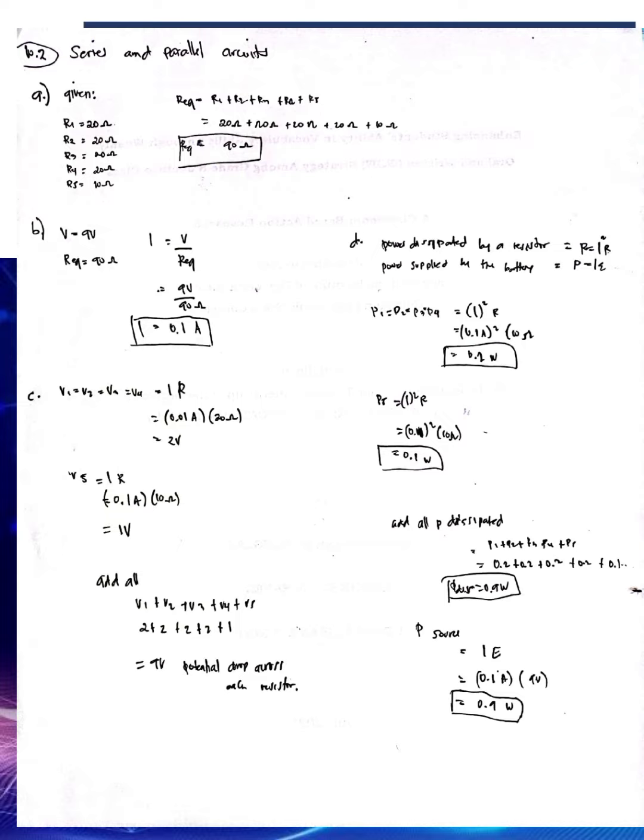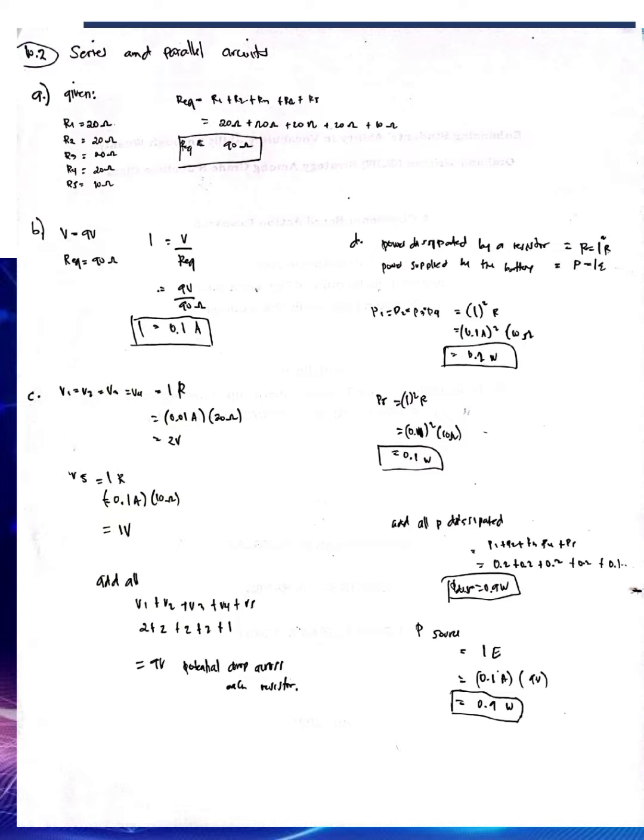Substituting, we know that our current is 0.1 ampere. Square that, then times 20 ohms, so we get 0.2 watts. And for resistance 5, it needs 10 ohms, so 0.1 squared times 10 ohms, and we get 0.1 watt.